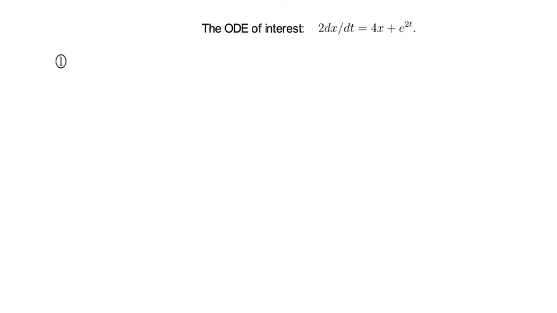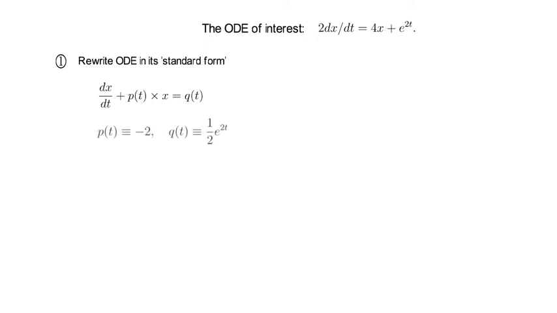So step 1, rewrite the ODE in its standard form. That means you write it as the standard form dx/dt plus p(t) x equals q(t), and you see that the p(t) for our application equals minus 2, and the q(t) in the application coincides with 1/2 times e to the power 2t.